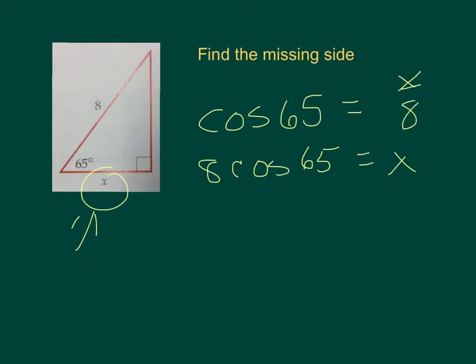When you put it in your calculator, make sure your calculator is set on degrees, not radians. On a TI, you push the mode button and pick degrees. On the Casio, push the setup button and change it into degrees. I did 8 times the cosine of 65 and got 3.381 for x. Let's make that standard, go to 3 decimal places.